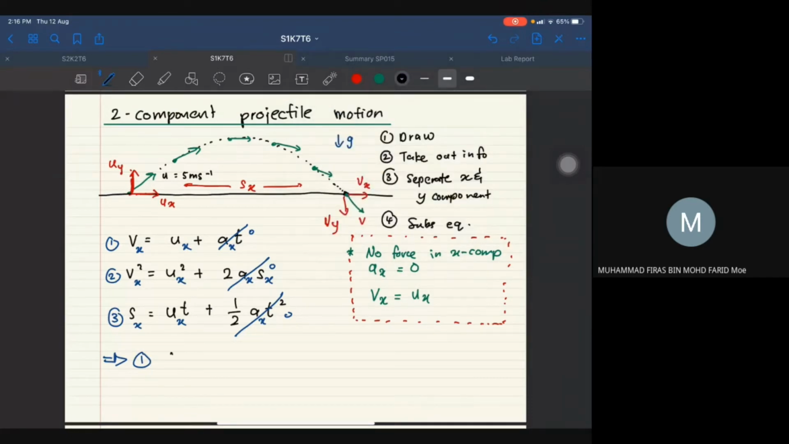You will end up with Vx equals to Ux. Okay. Sama lah macam yang kita dah decide tadi. So this one in terms of formula. Yang tadi tu more to logical thinking lah. Okay, and the second equation sama juga.